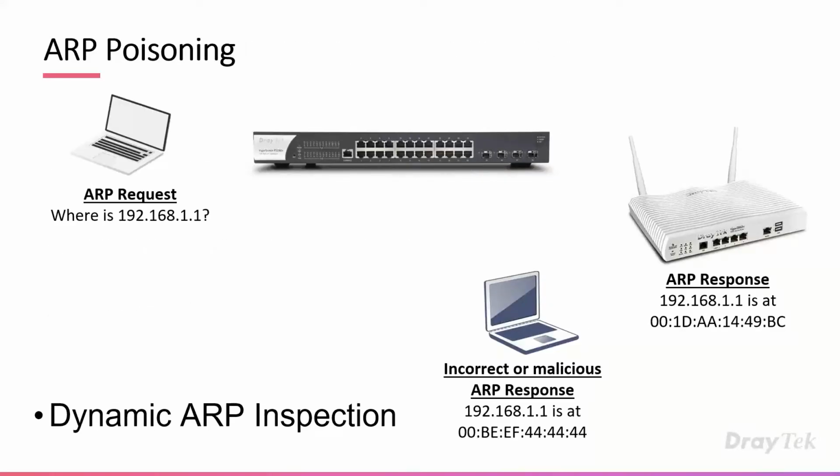Therefore, we have this scenario in which the left-hand side laptop is doing an ARP request with the destination of the router. Instead of the router responding, a malicious ARP response is coming from an infected PC on the network. Well, the switch is going to identify that threat, and it's going to redirect the traffic to the correct receiver.